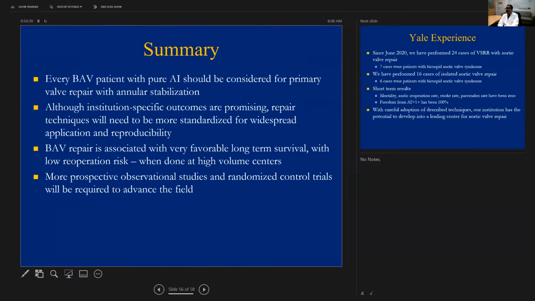So in summary, every bicuspid aortic valve patient with pure aortic insufficiency, meaning there's no aortic stenosis, diffuse calcification of the leaflets, or tethering, should be considered for primary valve repair with some form of annular stabilization. Although institution-specific outcomes are promising, repair techniques will need to be more standardized for widespread application and reproducibility. Bicuspid valve repair is associated with very favorable long-term survival with low reoperation risk when done at high volume centers by experienced hands. More prospective observational studies and randomized trials will be required to advance this field further.